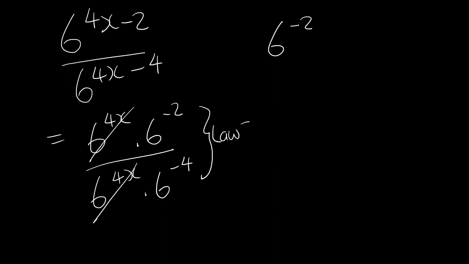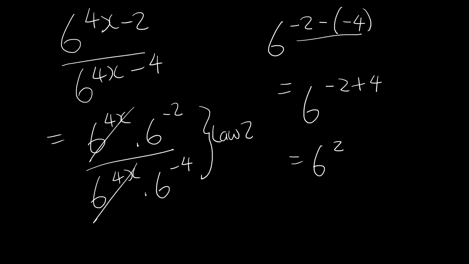Now law 2 states that when the bases are the same and they're being divided, we subtract. So remember, it's the top minus the bottom, so it's minus 2 minus, and you put minus 4. Remember, we put in a bracket because you can't have two minus signs next to each other. And then let's complete this using BODMAS. We have 6^(-2+4), and this will give us 6^2, and my final answer will be 36.